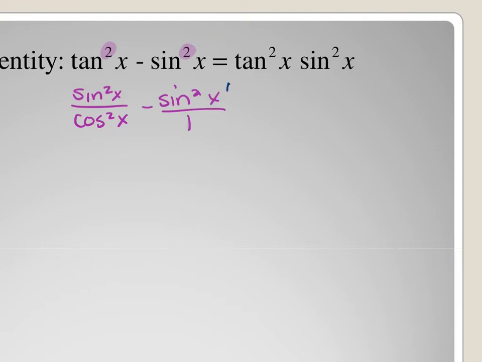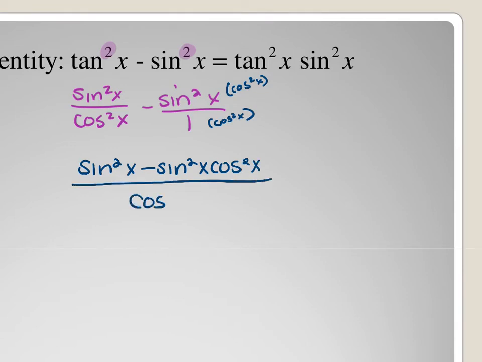Good. I need to give them the same denominator, so I'm going to multiply both the top and the bottom by cosine squared. And I get sine squared x minus sine x squared cosine squared x all over cosine squared x. Now what? Factor out the sine x. I can take out a sine squared.